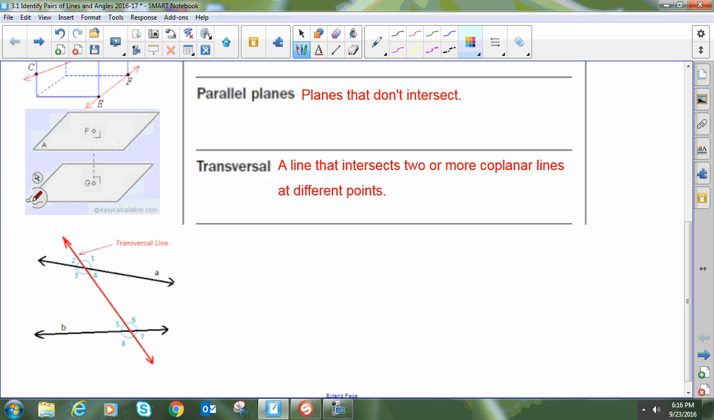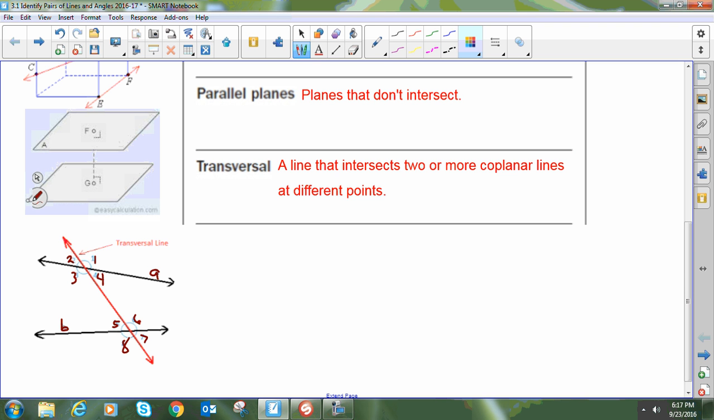Next thing we're talking about is a transversal line. A transversal line is a type of line, or rather it's not a type of line, it's just a name that's given to a line that happens to cross two or more other lines. So this red line that you see in the image is acting as a transversal line. It is crossing line A and line B. And in so doing, it's creating angles. We have angle 1, 2, 3, and 4 here, 5, 6, 7, and 8 here.